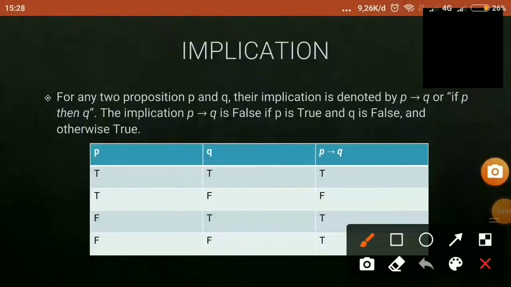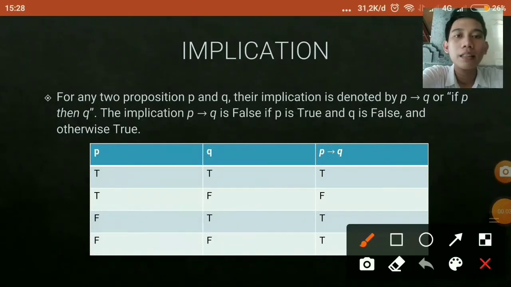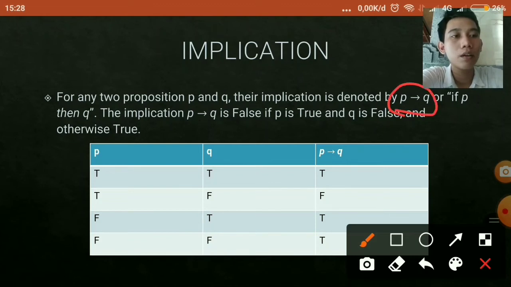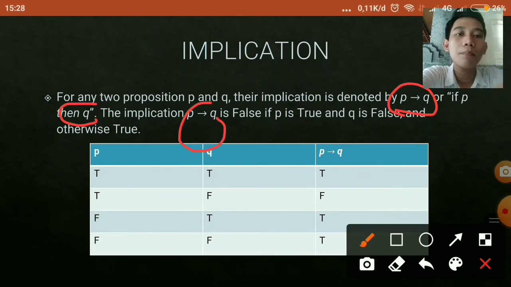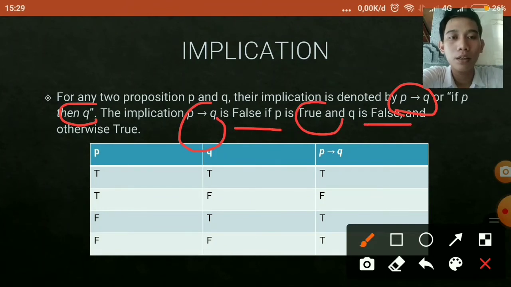Next, implication. For any two propositions P and Q, their implication is denoted by this, or means if P then Q. The implication if P then Q is false if P is true and Q is false, and otherwise is true.